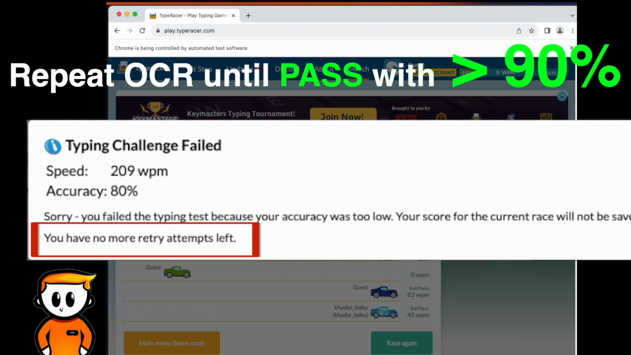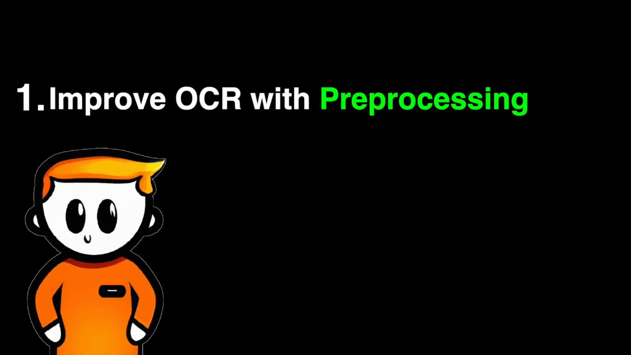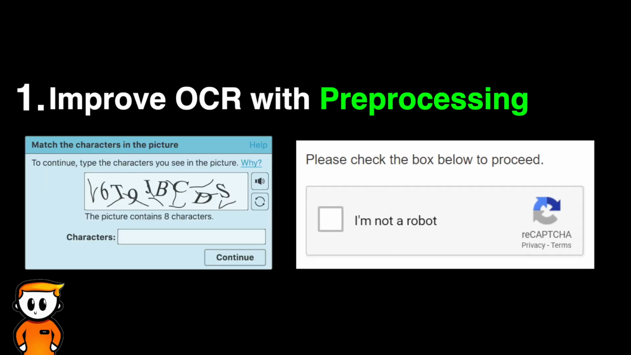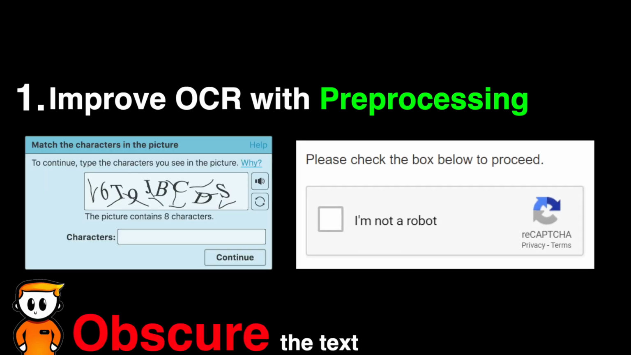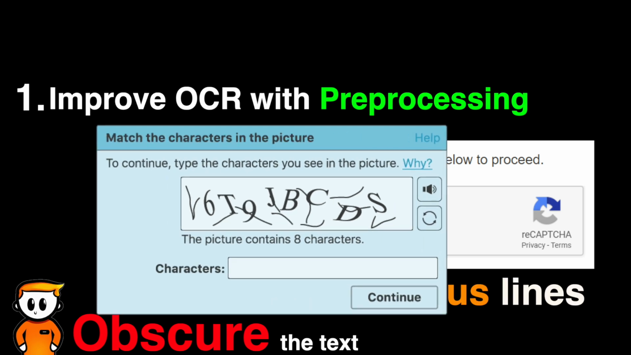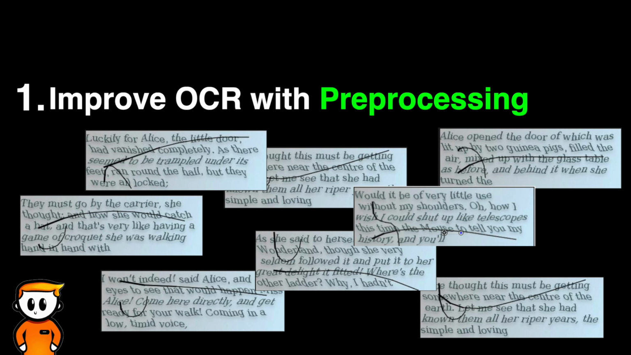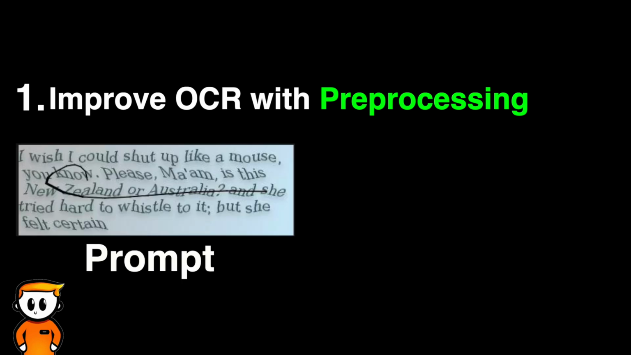We need to change our approach. So hey guys, let's go into my original idea of improving OCR with pre-processing. Let's start with just a simple CAPTCHA. They typically do two different things. 1. Obscure the text. And 2. Add extraneous lines. Each prompt is different, and there are different transformations applied each time. For this prompt, how do we make it better?